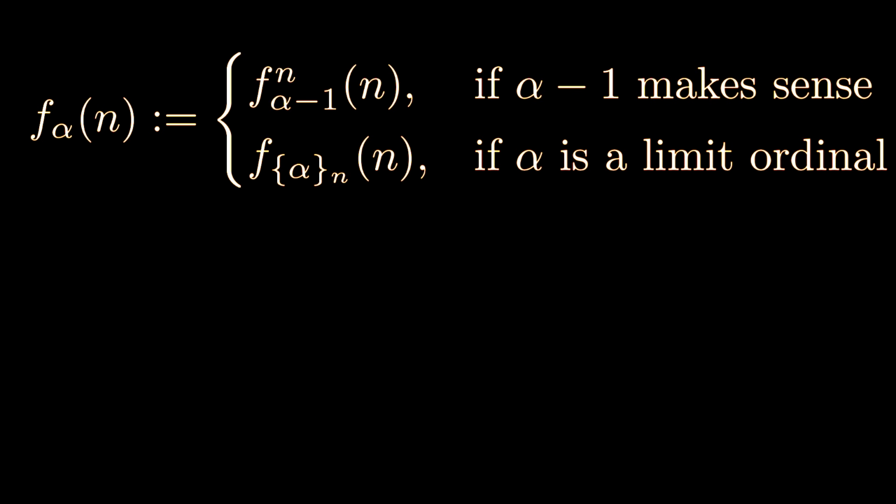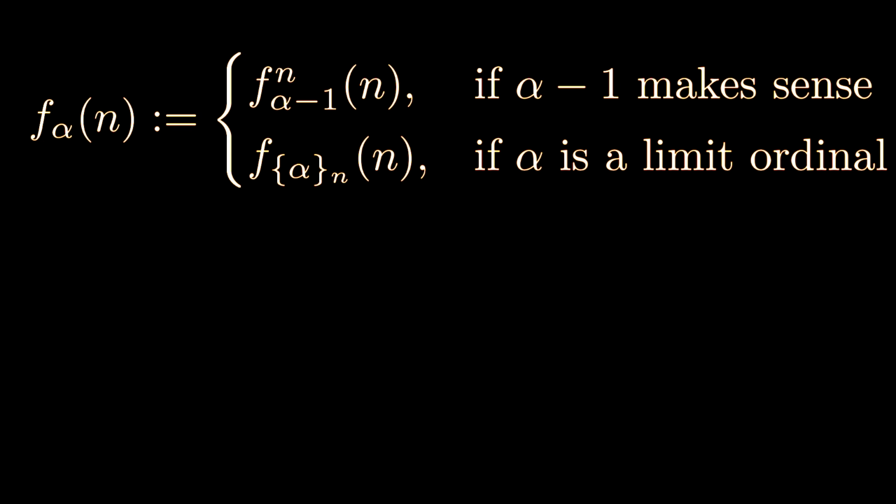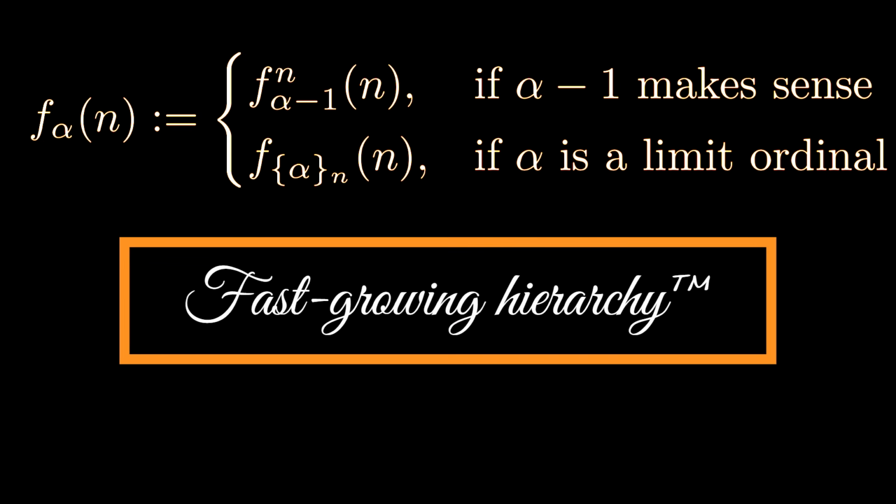ordinals. Note that despite the fact that alpha is possibly infinite, f alpha of n is always finite for every n. However, this function f alpha grows almost incomprehensibly fast as a function of n. In fact, these functions define what's called a fast-growing hierarchy.